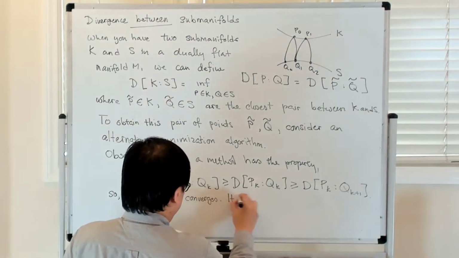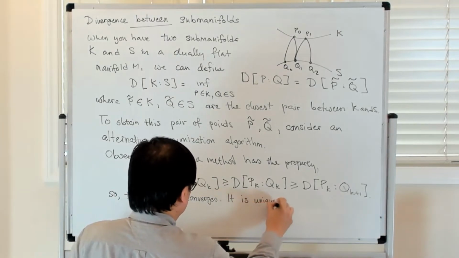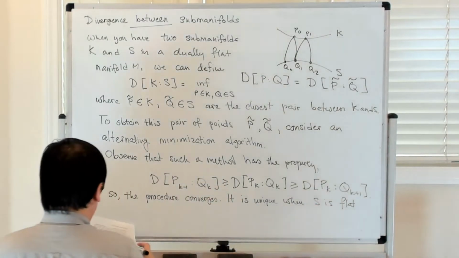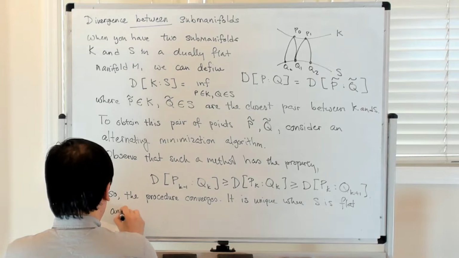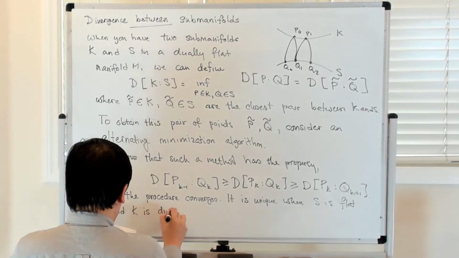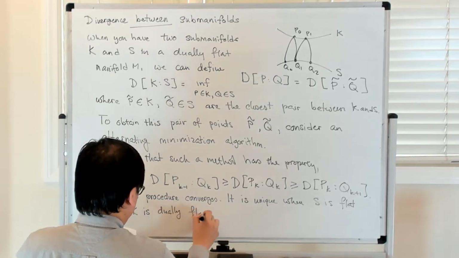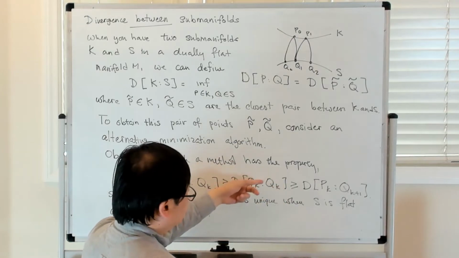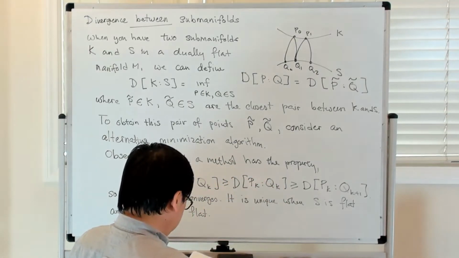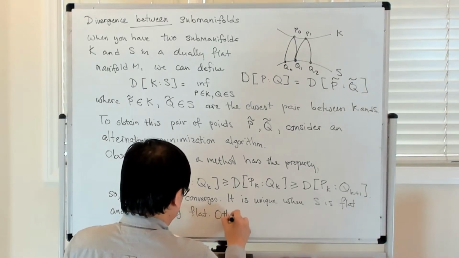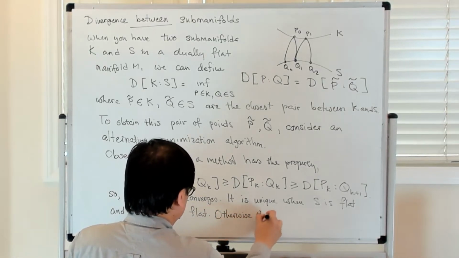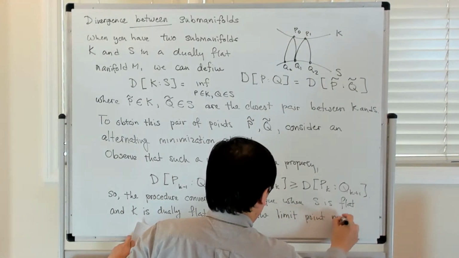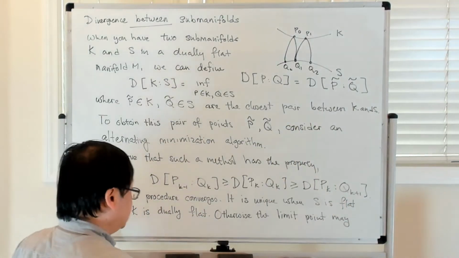Then it turns out that the limit is unique when S is flat and K is dually flat. Otherwise, the limiting point from this iteration may not be unique, right? So it may depend on the initial guess.